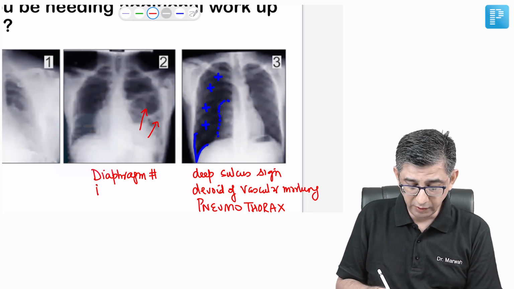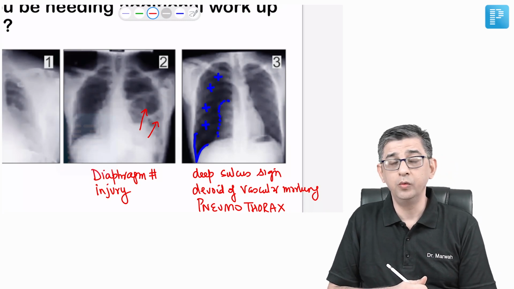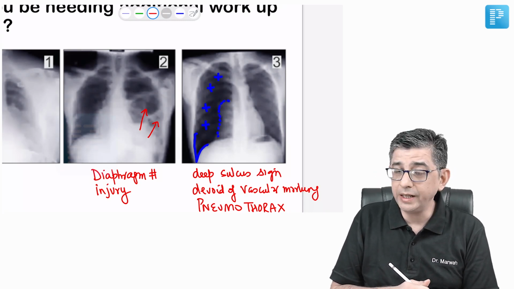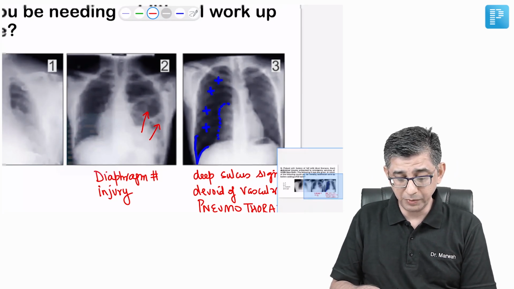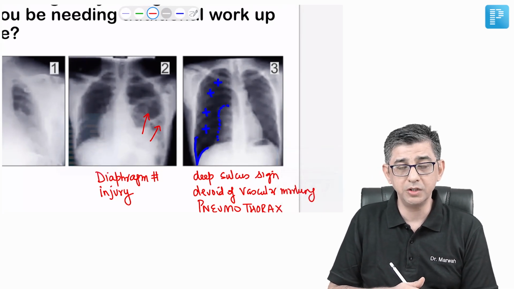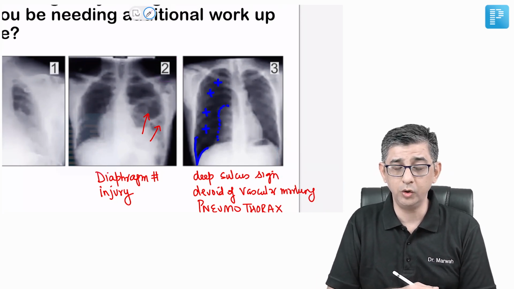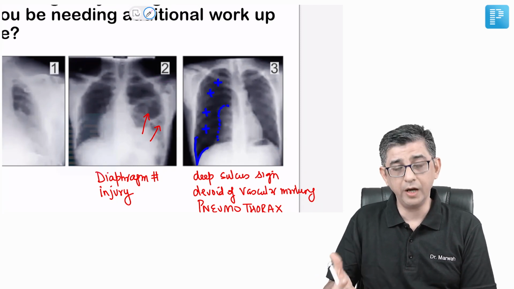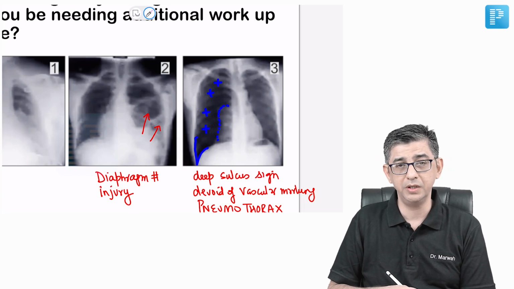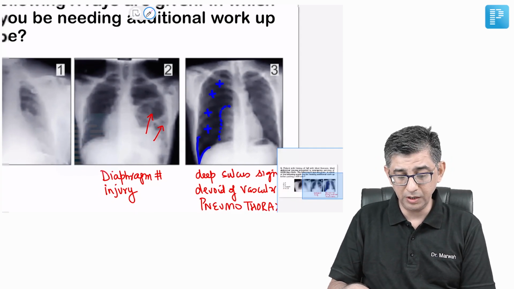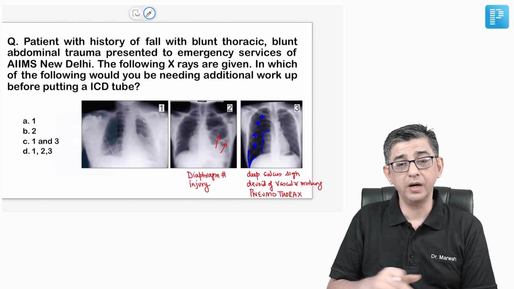So in a patient with diaphragmatic injury, I would like to do more investigations in the form of CT, more investigations in the form of a fluoroscopy. So this particular case, I will not be putting in a chest tube per se, case number 2 or the X-ray number 2, because I would like to evaluate the magnitude of damage present, which would then decide the kind of surgical repair that would be done in the patient. So diaphragmatic injury is a situation where an intercostal drainage tube would not be put directly.